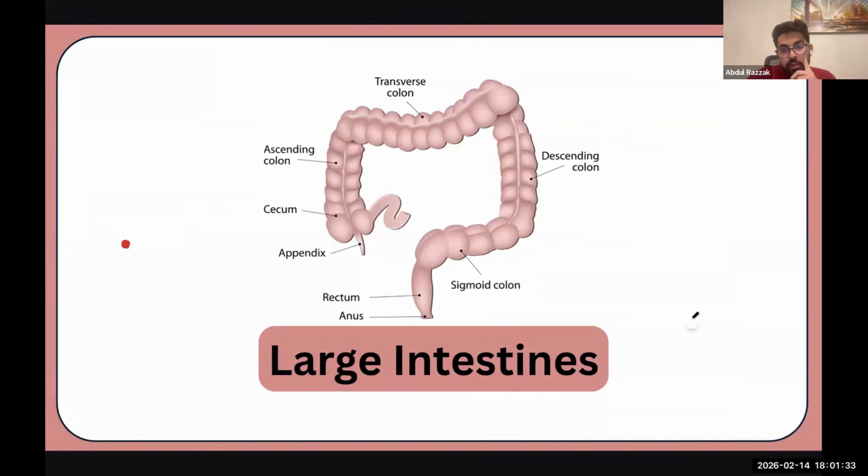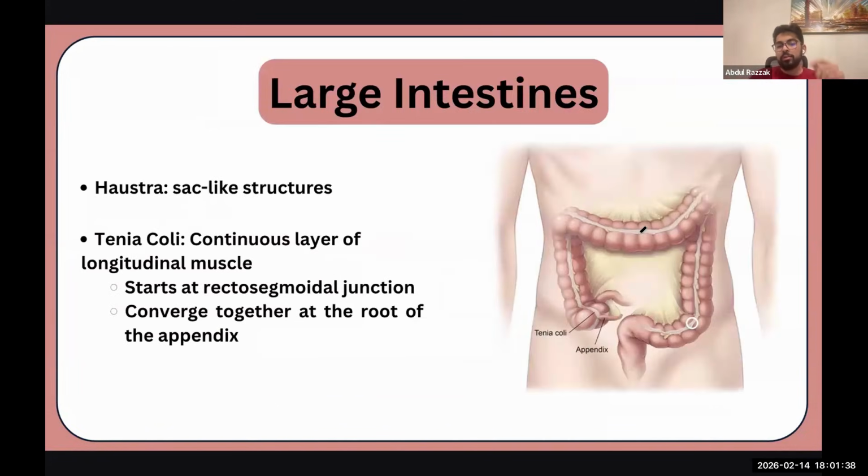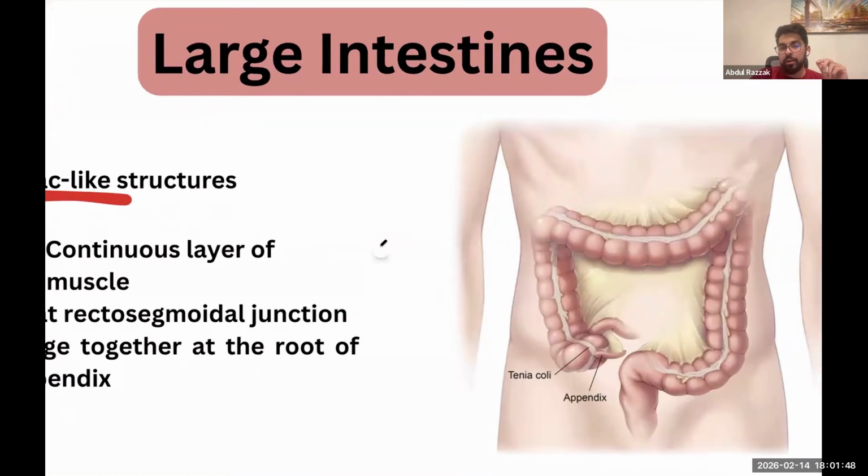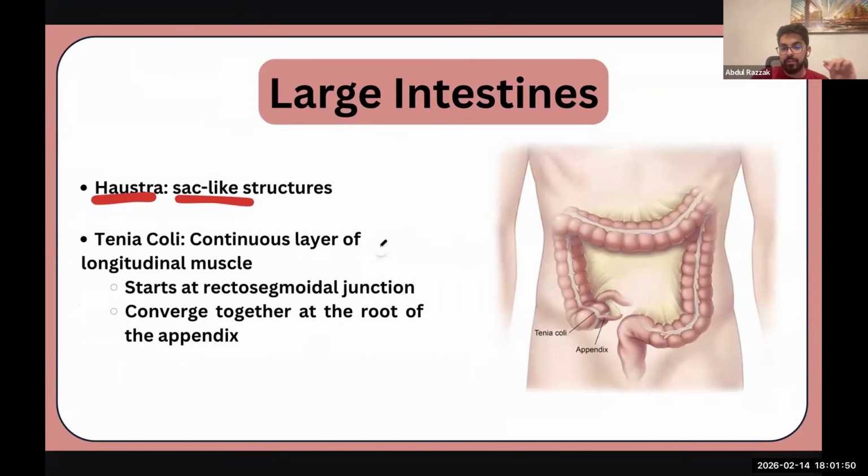Right. For the large intestines, when you're looking at the large intestine grossly, you can see two special characteristic features of the intestine. The first one is the haustra, or these sac-like structures. They're like bag structures all over the large intestines. Very, very characteristic and very, very different than the small intestines, which are smooth. Okay? The other structure are the taeniae coli, which are continuous layers of longitudinal muscle. You can see them all over here, okay, lining the large intestines from the beginning till the end.